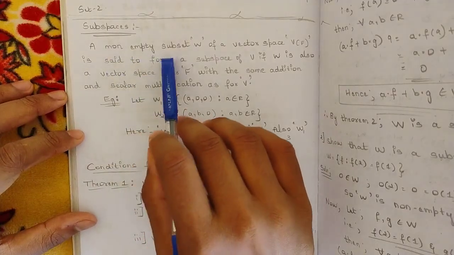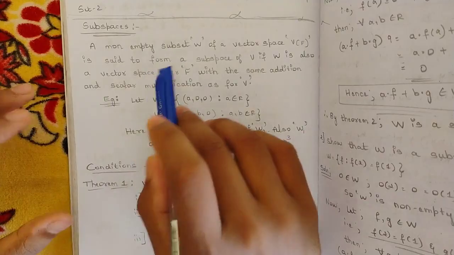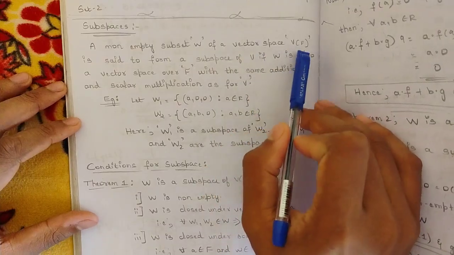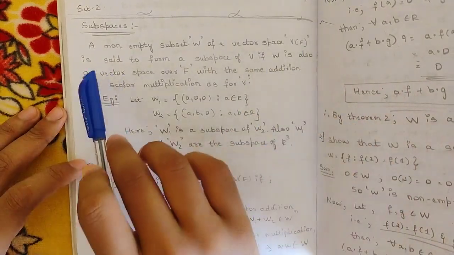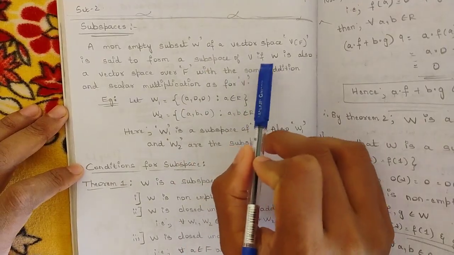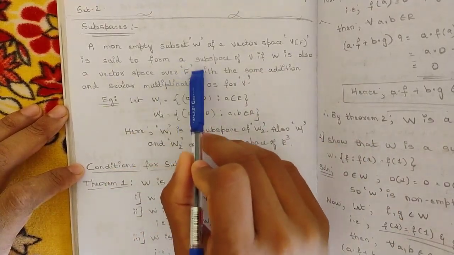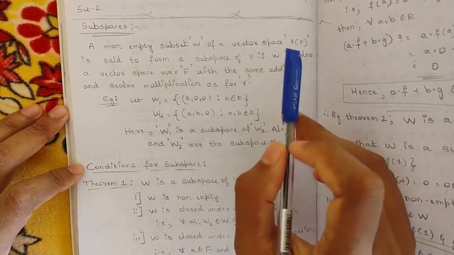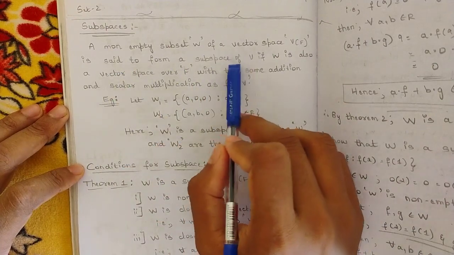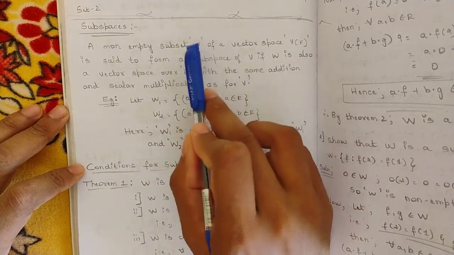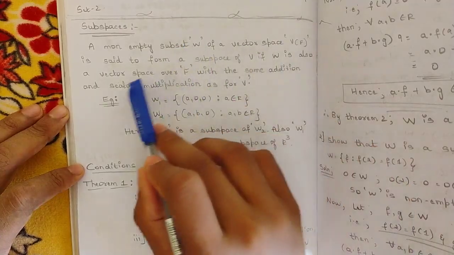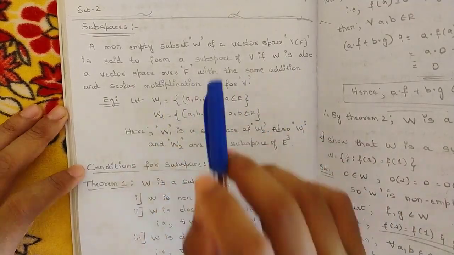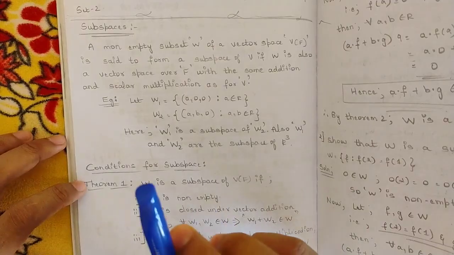A subspace is a non-empty subset W of a vector space V of F. This V of F is a vector space. W is said to form a subspace of V if W is also a vector space over F with the same addition and scalar multiplication as V. What it means is that W should be a subspace of V if and only if it follows arithmetic operations such as vector addition and scalar multiplication in V.